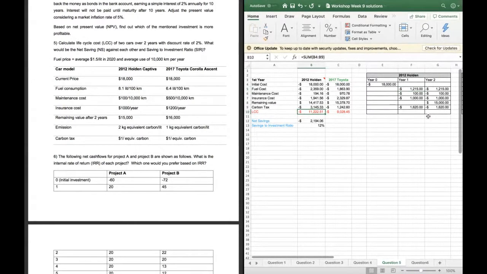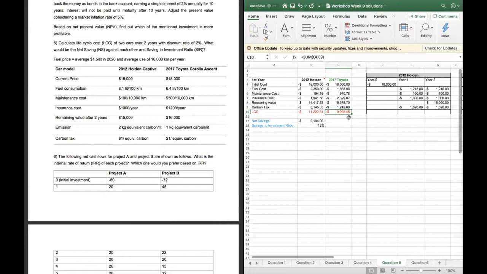And as you can see here, now when you compare the life cycle cost of these two car models, you can see that both are negative because for purchasing or operating both these car models, these are liabilities, right? So it's basically money going out from your pocket. But if you want to compare, which one do you think is better? 2017 Toyota, 2012 Holden. So which one has less spending? So both of these are spending, so negatives, and which one has less spending?